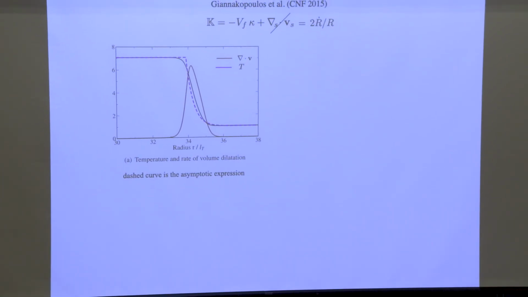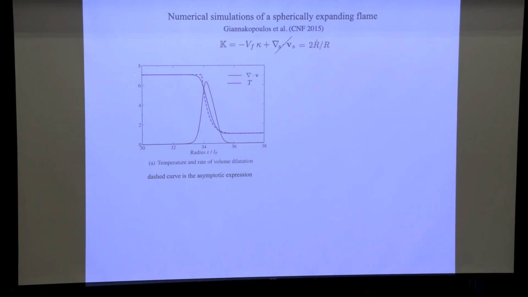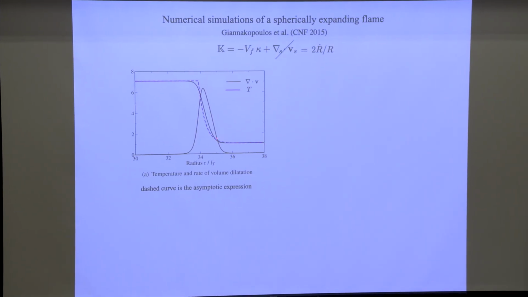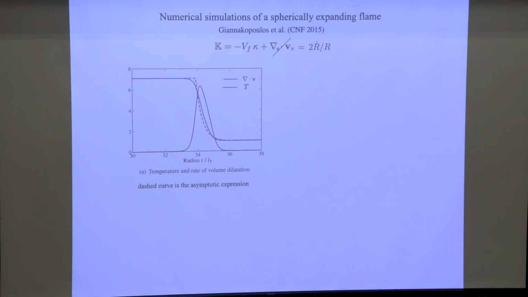Here is an example of a DNS, a direct numerical simulation of a spherically expanding flame. Here is the profile of the temperature, the solid curve. Forget the dashed curve. It's an asymptotic result, but it doesn't matter. And the red curve is the divergence of V. Clearly, it will vanish where the temperature is almost constant, the burned temperature, right? Because the density is constant there. And it will vanish also far to the right where the density is nearly the density of the unburned gases, right?